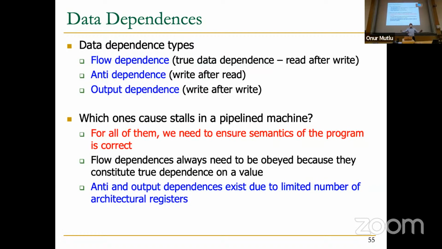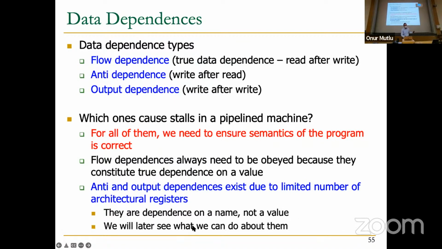So if you didn't have a limited register file, you could eliminate anti and output dependencies completely because they're not inherent to the communication of data between instructions in a program. That's the key realization, and you will hopefully realize this. Even if you don't realize it exactly at this point, you will realize it later on because the whole concept of out-of-order execution builds on this. Okay, so basically these two dependencies are false dependencies because they're dependent on a name and not a communication of a value in the end. And we will later see what we can do about them.